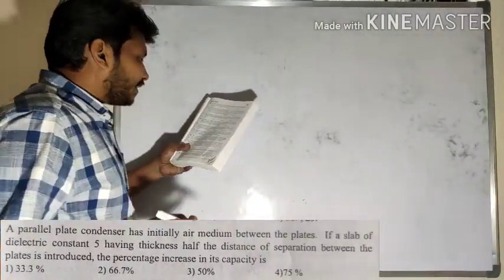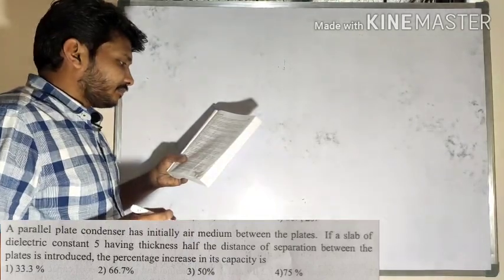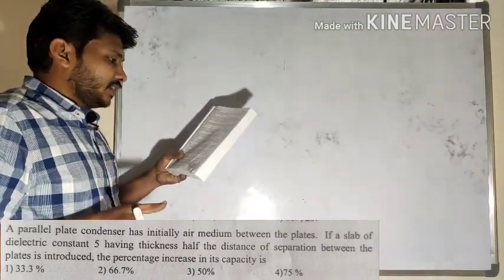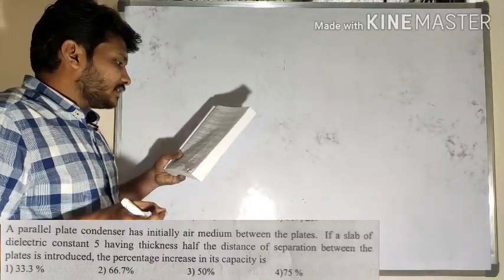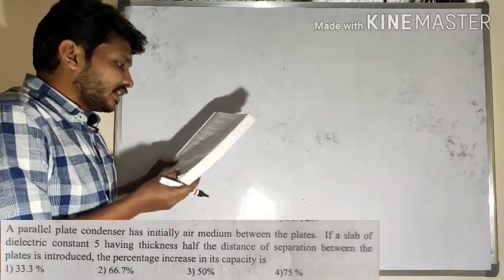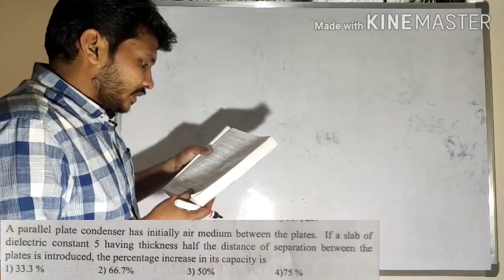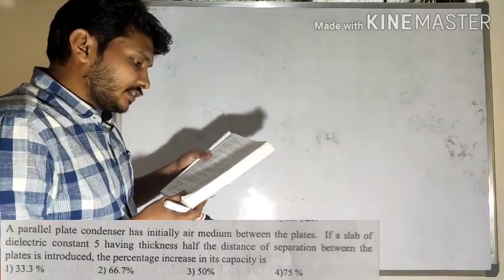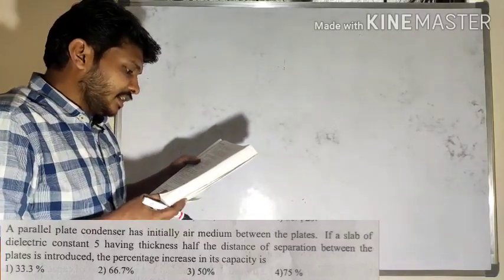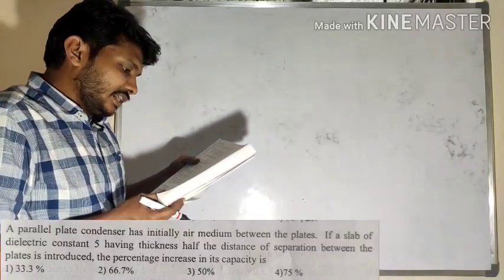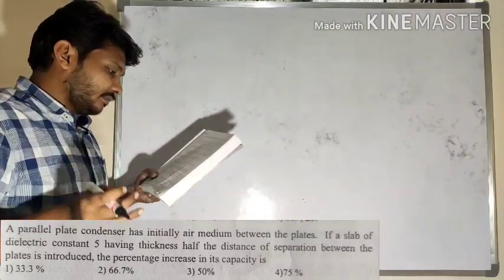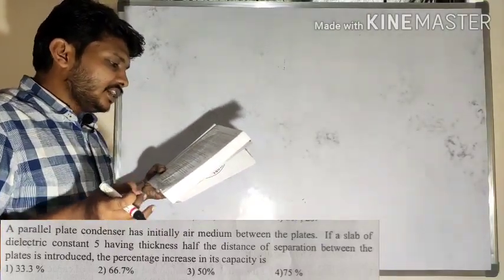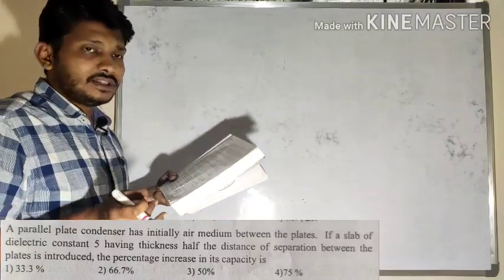A parallel plate condenser initially has an air medium between the plates. If a slab of dielectric constant K, so dielectric constant 5, having a thickness half of the distance of separation between the plates, is introduced, then find the percentage increase in the capacitance. Let me read out the question once again here. A parallel plate condenser initially has an air medium between the plates.